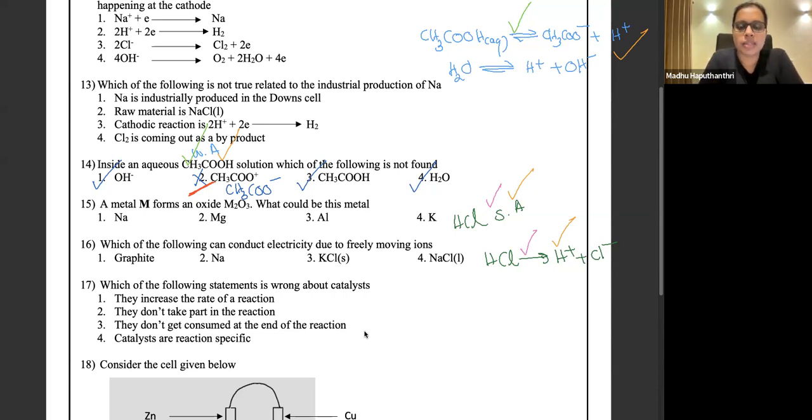What is released in the base solutions? OH-. Instead of H+, bases will be releasing OH-. The one who asked the strong acid question, is that clear to you now? Right. Then we'll go to the next one.